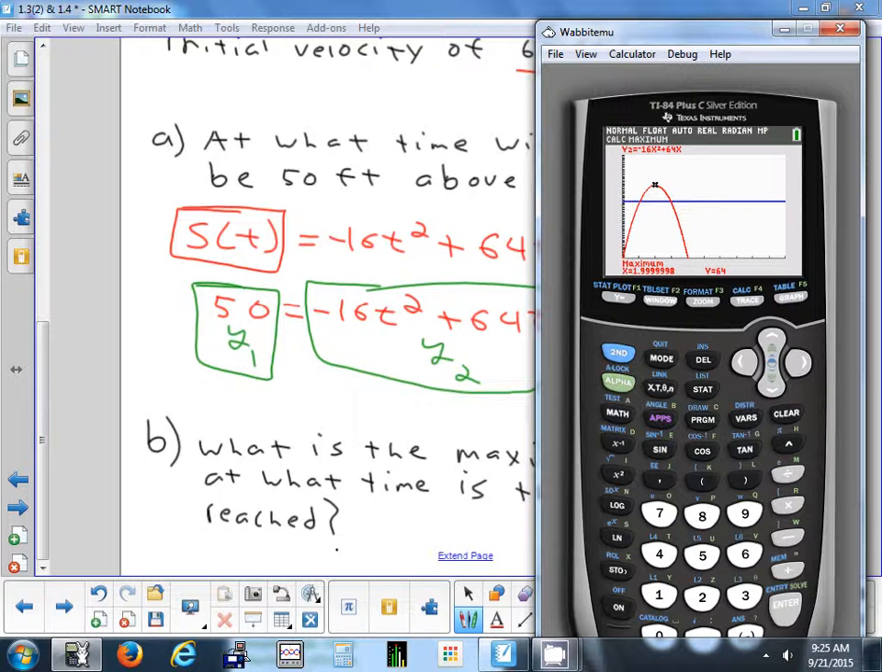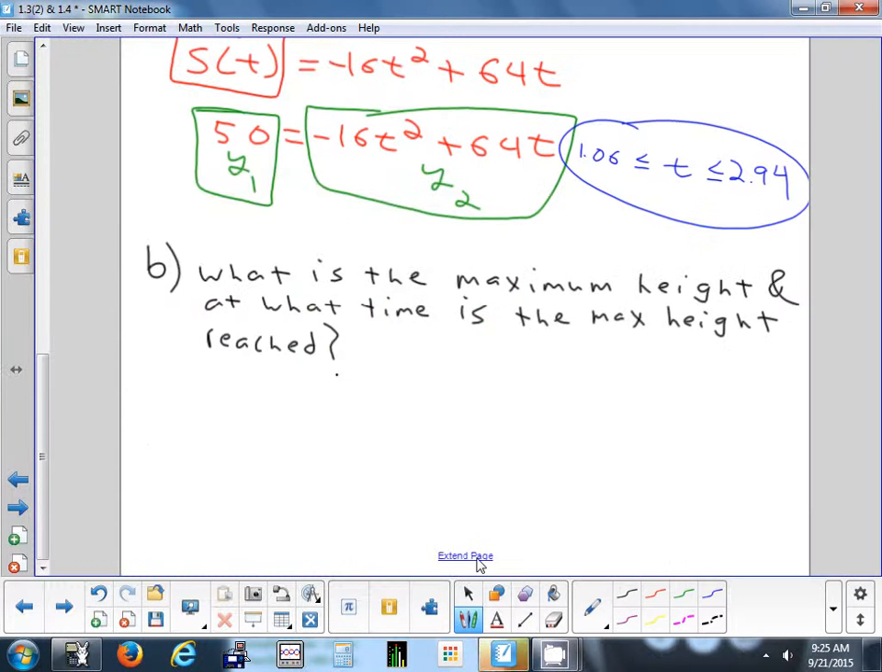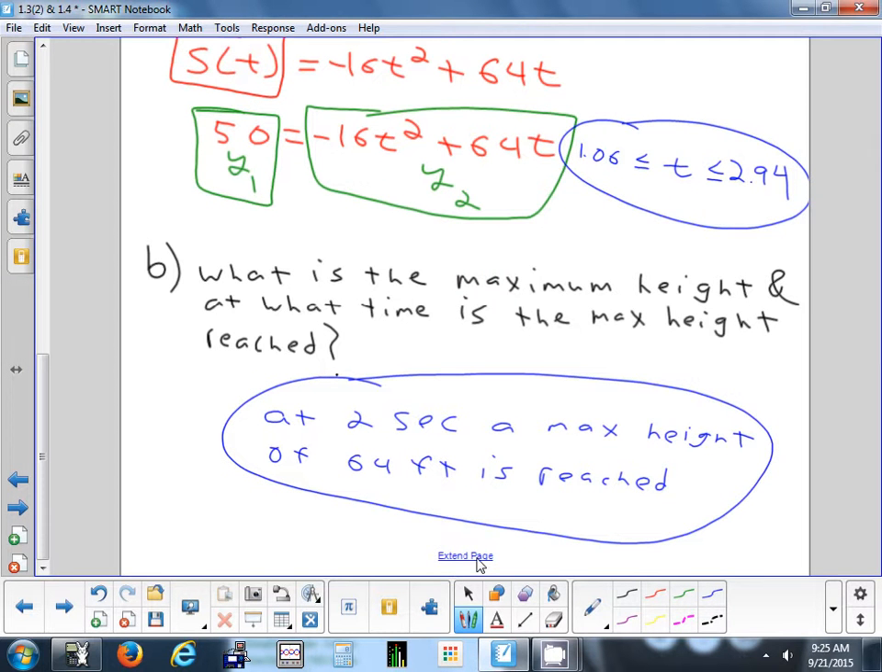So what is the maximum height I hit here? 64. Yeah, I hit 64 feet, and at what time do I hit it? 2 seconds. All right, so at 2 seconds, the max height of 64 feet is reached. At 2 seconds, you reach your maximum height of 64 feet.